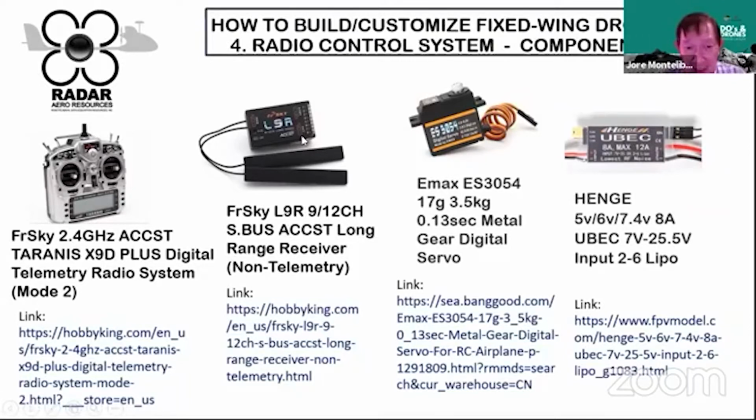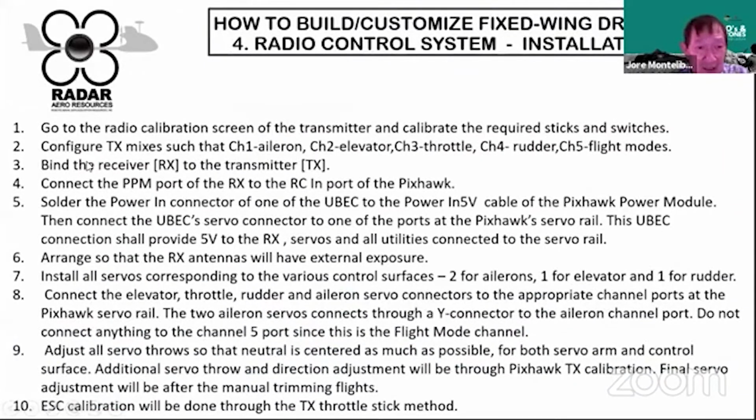To power the receiver, we use what we call a UBEC. BEC means battery elimination circuit. So from the main power battery, the BEC will regulate the voltage to 5 volts and feed this to the servo, to the receiver and the batteries. Again, here you can go over the detailed procedure on how to install this radio control system.